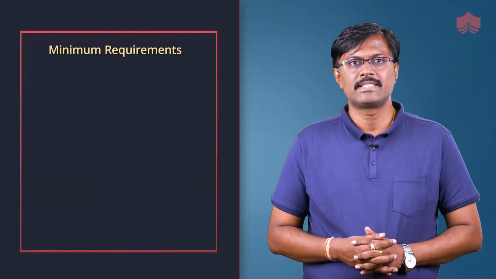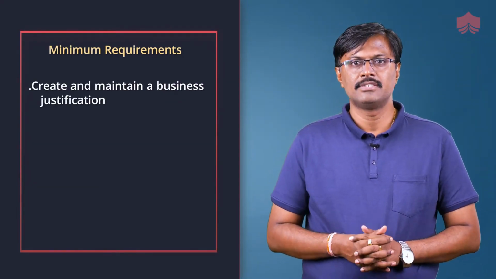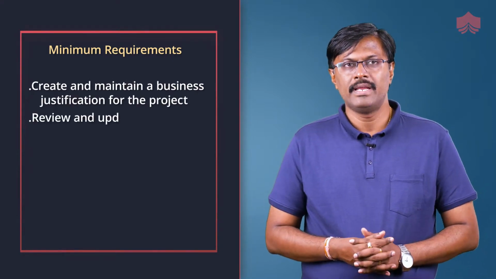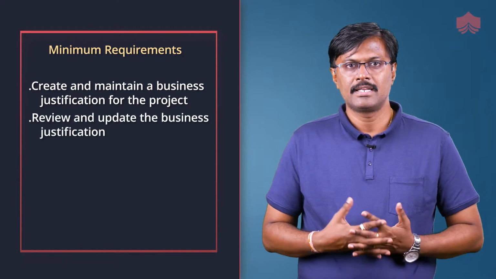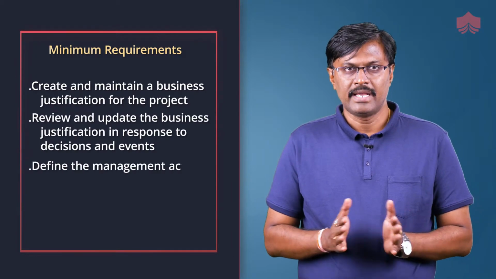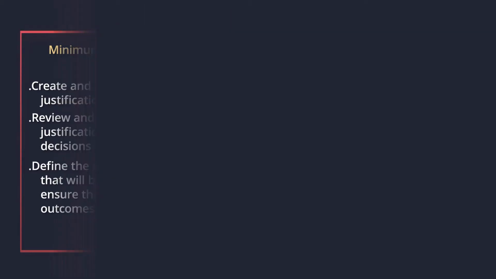As per PRINCE2, the minimum requirements for the business case theme are creation and maintenance of the business justification for the project throughout the project life cycle, reviewing and updating the business justification in response to decisions and events, defining the management actions that will be put in place to ensure the project's outcomes are achieved, defining and documenting roles and responsibilities for business case and benefits management, and producing and maintaining the management products, that is the business case and the benefits management approach.